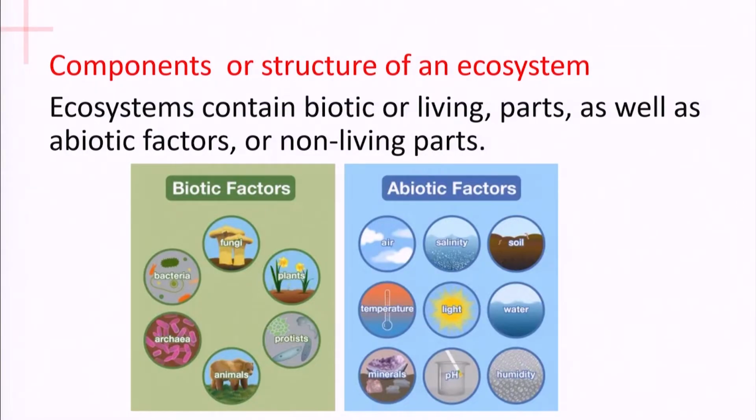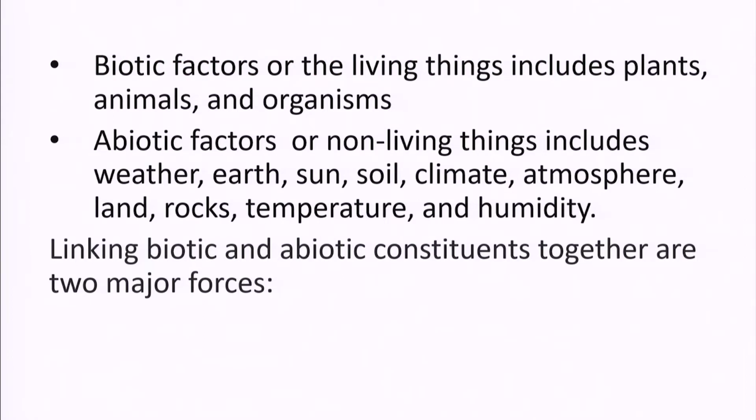Now let us see the components or the structure of an ecosystem. Ecosystem contains biotic or living parts as well as abiotic or non-living parts. Now if we take biotic, then the biotic or living things include plants, animals and organisms. Abiotic or non-living things include weather, earth, sun, soil, climate, atmosphere, land, rocks, temperature as well as humidity.